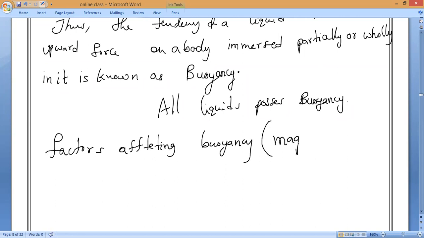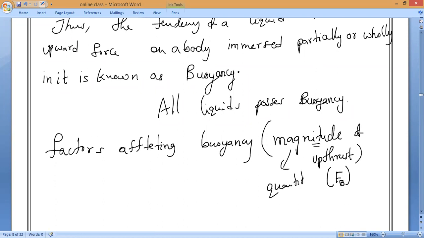What do you mean by magnitude? So many days I am teaching. Can anybody tell me what you mean by magnitude? Magnitude means number. How much? Because as we know, upthrust is also a force only, the buoyancy force. Magnitude means how much quantity it is exerting. Like 10 newtons, 100 newtons, 1000 newtons, this number is called magnitude. Okay, everybody.